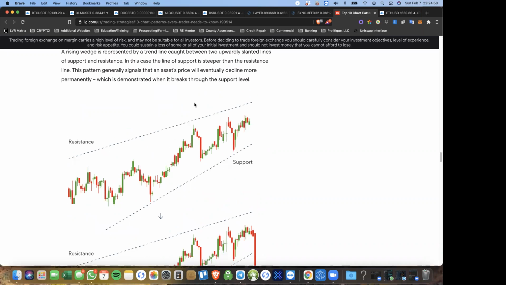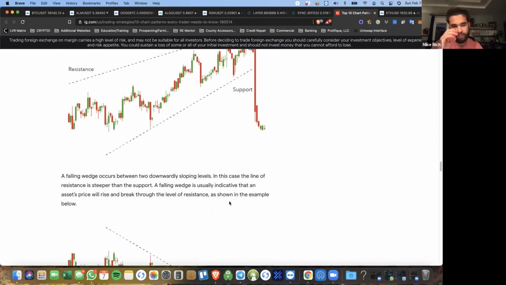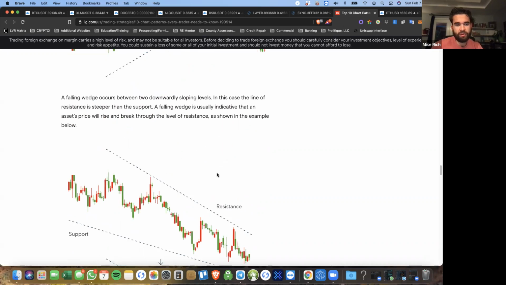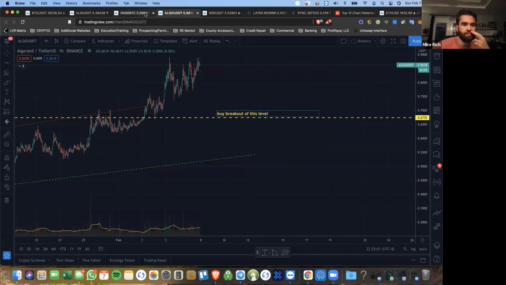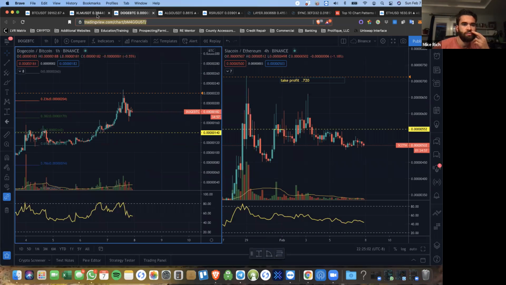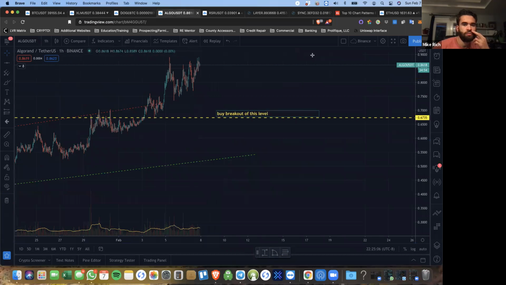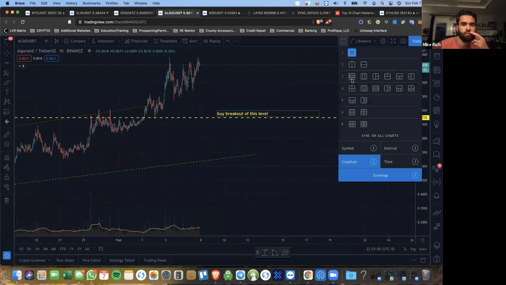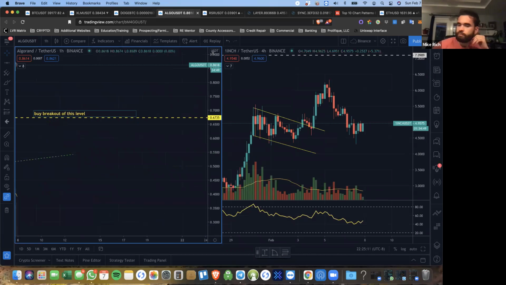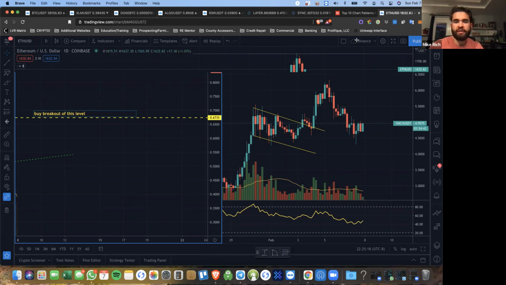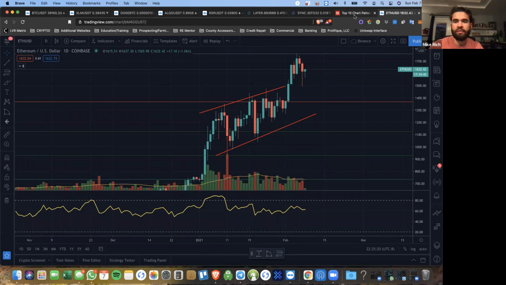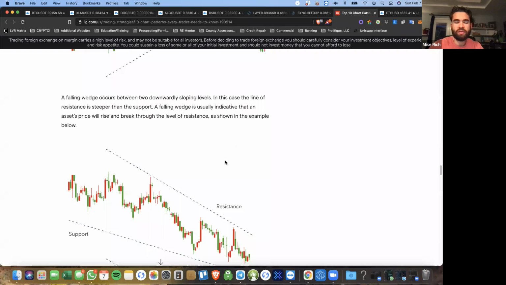Let's see. Rising or falling wedge, this one before. I almost found that on Aave. Let me see if I did. Okay, let me go back to this. And then this right here. Sorry, guys.